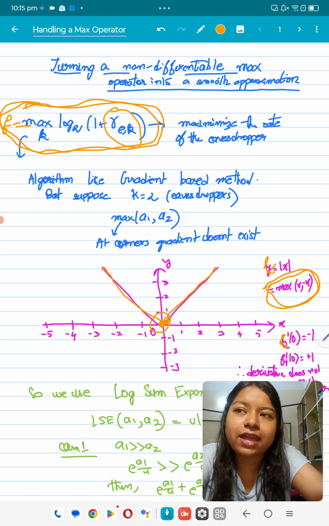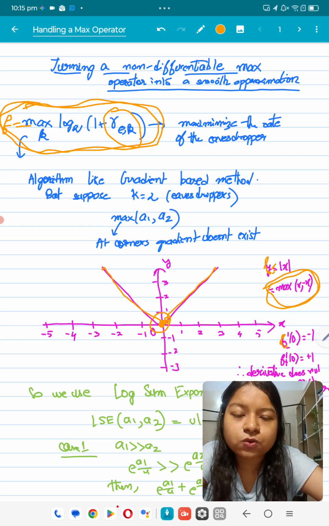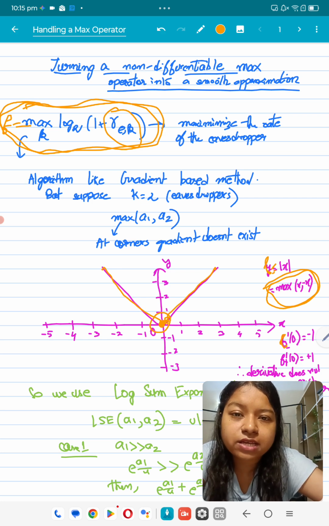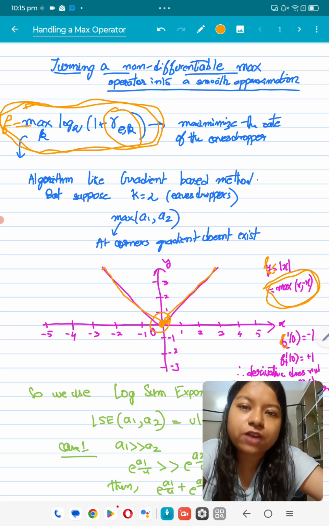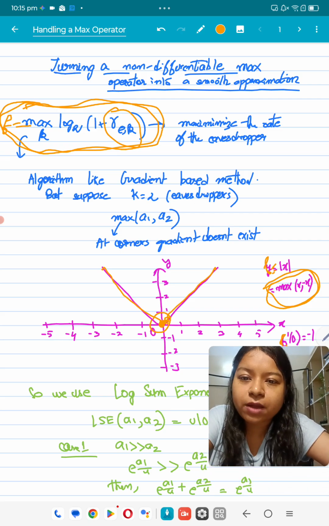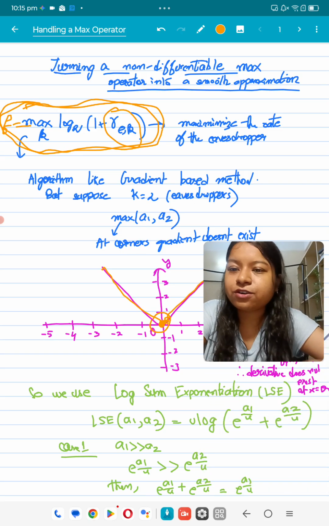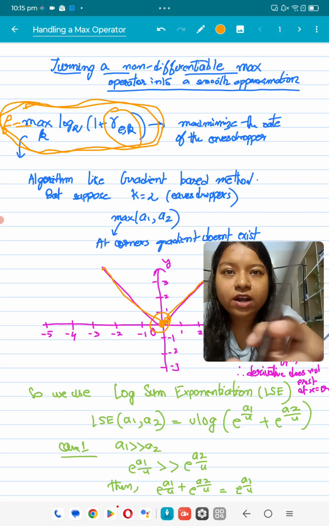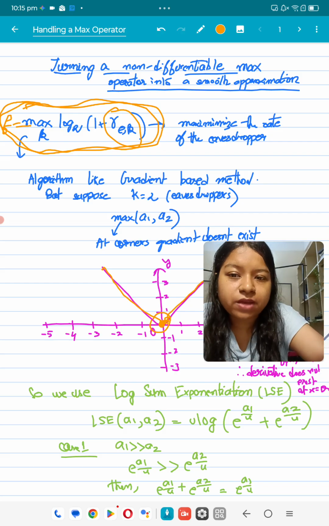So our aim is: can we convert this max function into some more differentiable form, so that the gradient based algorithm doesn't get stuck? Can we do that? One approach, sorry for moving the screen up, is using the log sum exponential, which is called LSE.